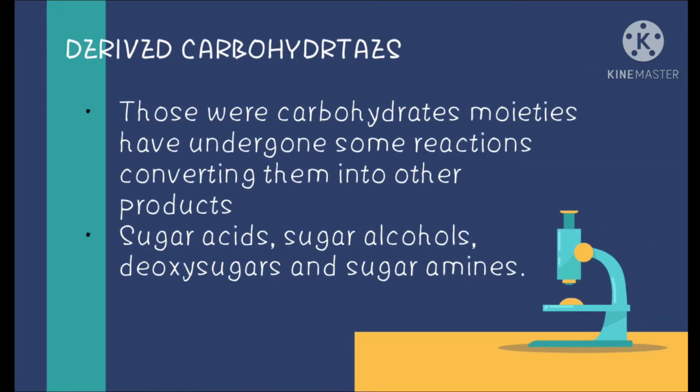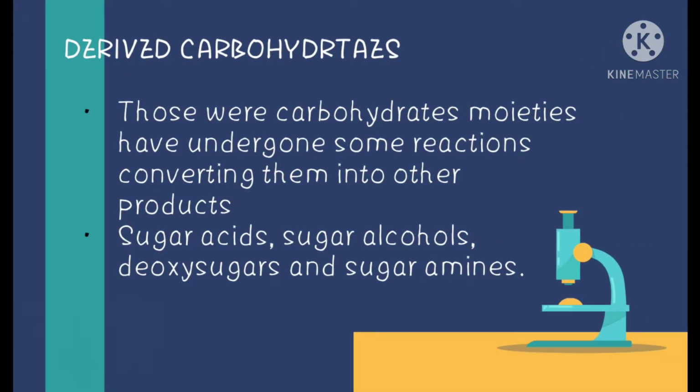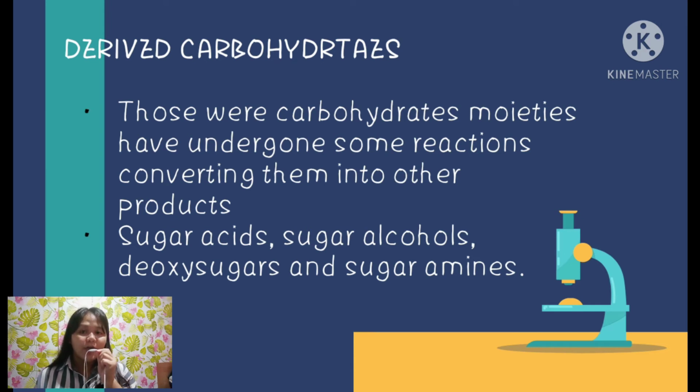Last but not the least is the derived carbohydrate. It is the type of carbohydrate that has undergone some reactions, converting it into other products. Examples are sugar acids, sugar alcohols, deoxy sugars, and sugar amines. So that is the fifth type of carbohydrate.